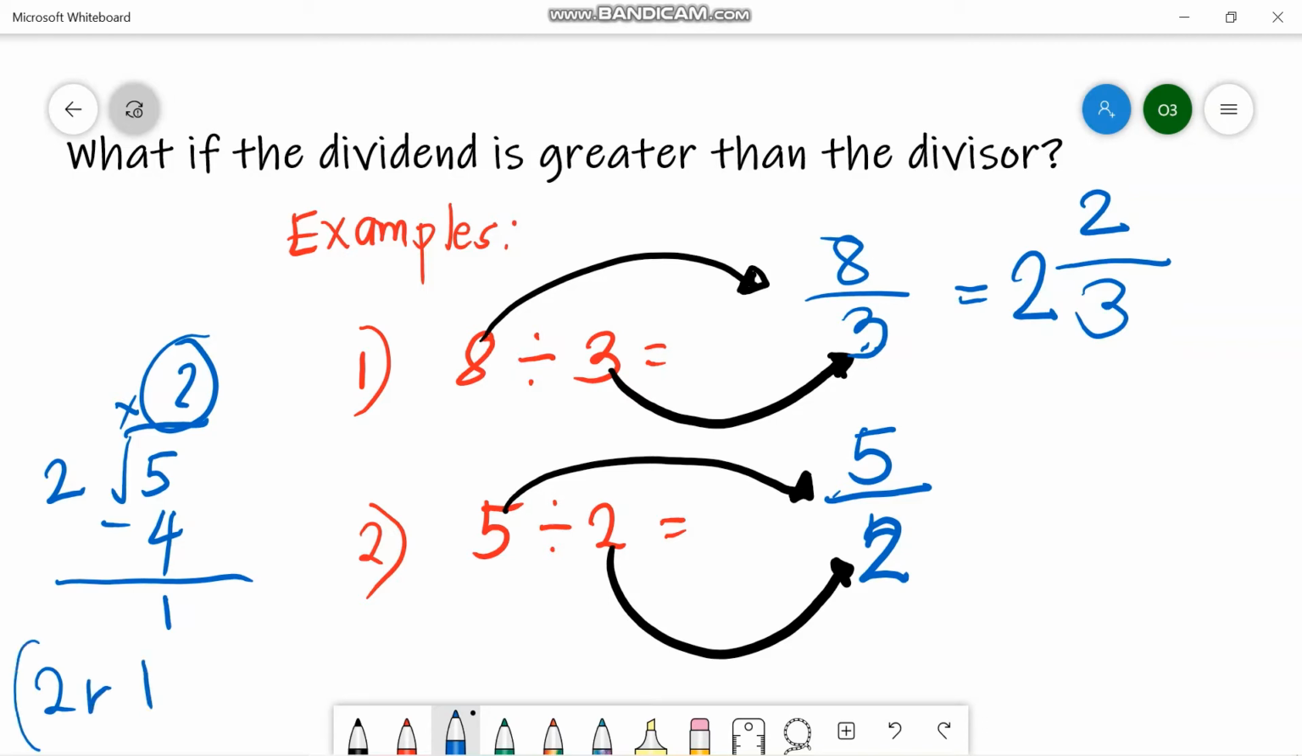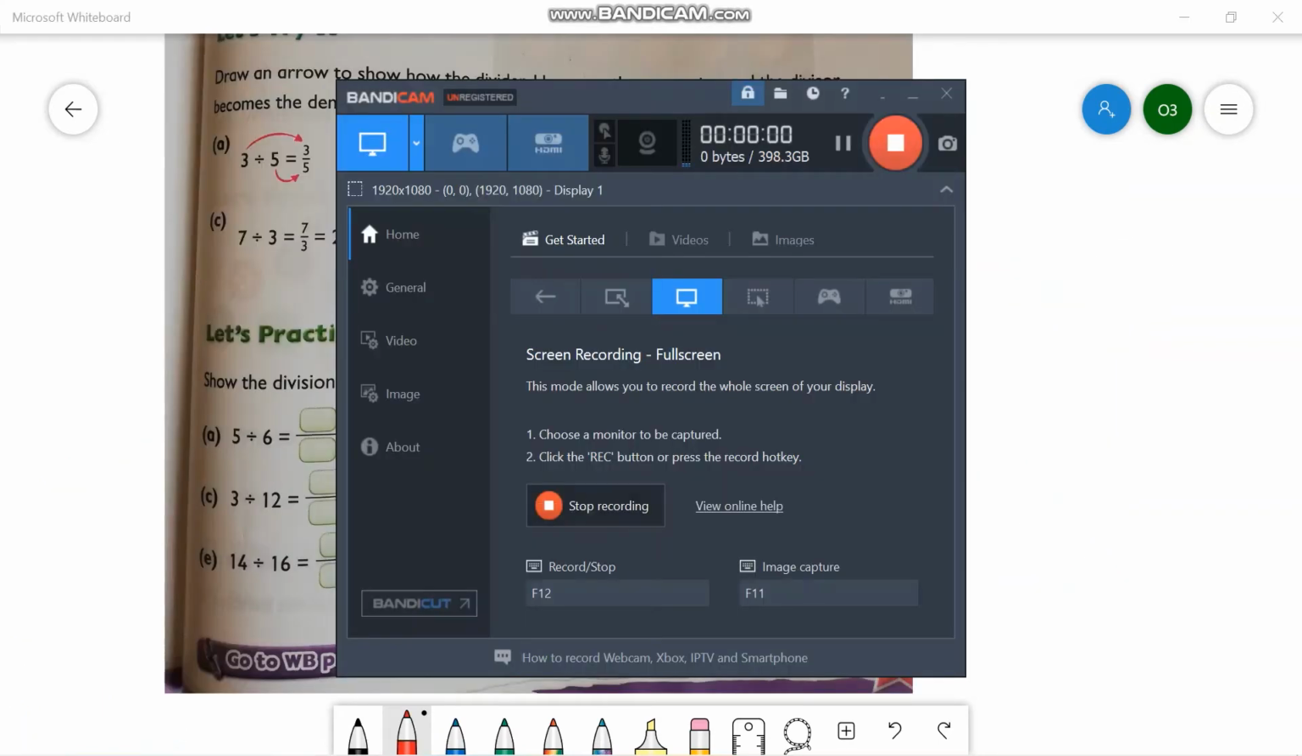So we can write 2 as our whole number and the remainder will be our numerator and the denominator will be the same, which is 2. Okay, so 5 divided by 2 is the same as 5 over 2 or 2 and 1/2.